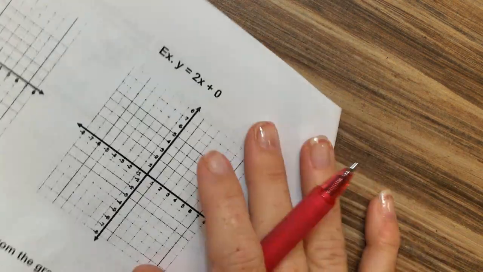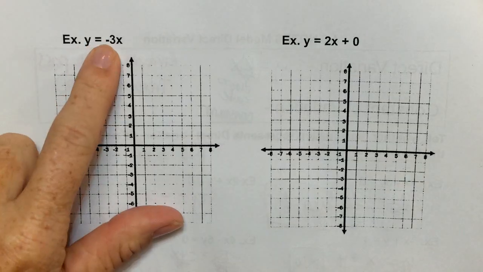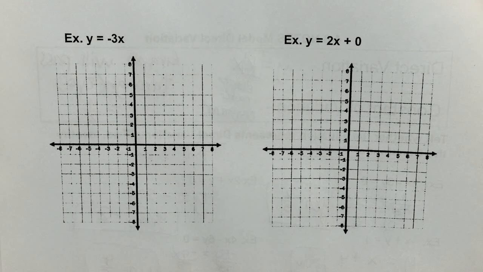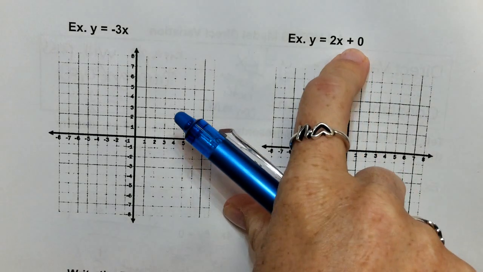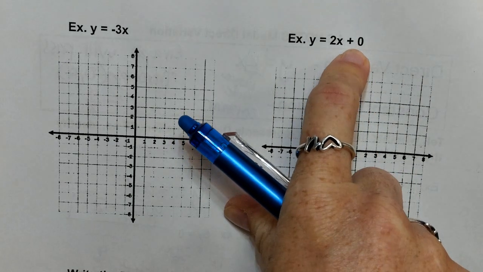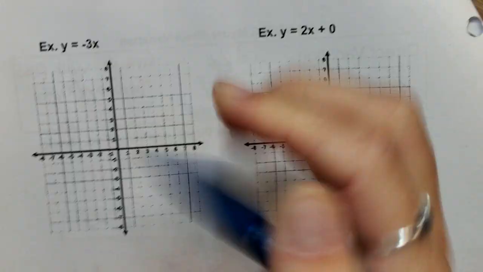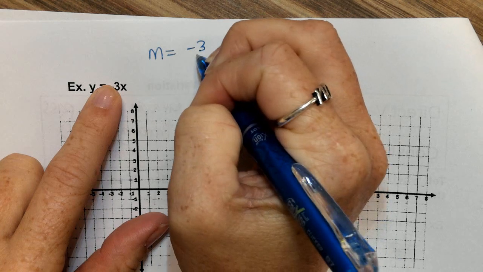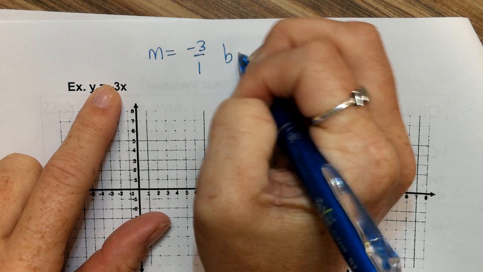Okay, we'll do one more of these. Let's do this one. Does this one show direct variation? Why? Yes, because the plus b is 0. That's fine, okay? So what's my slope here? Negative 3 over 1. What's my y-intercept?